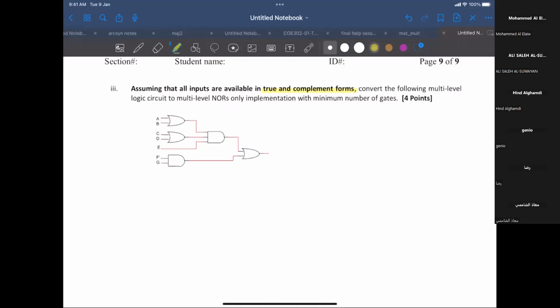However, sometimes the question doesn't say this, so you shouldn't assume the availability of the true and complement form. You must use an inverter to generate the inversion of the input variable. If this statement is not mentioned, then you must generate the complement form of a variable in case you need it. I hope this is clear.